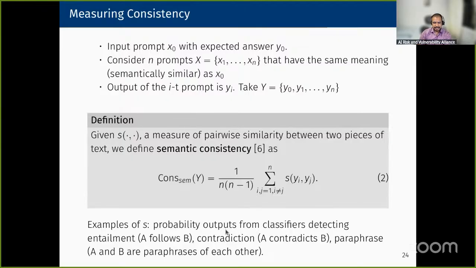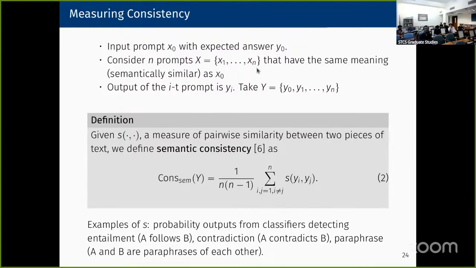There can be lexical metrics, for example, token matching based, how many tokens are common between two answers, or there can be more intrinsic semantic metrics that, for example, measure entailment: answer A follows answer B, or contradiction: answer A contradicts answer B, or paraphrase: these two answers are paraphrases of each other. So that sort of measures the amount of concurrence, the amount of agreement between the set of answers that have been generated from a set of semantic perturbations of the same base prompt.